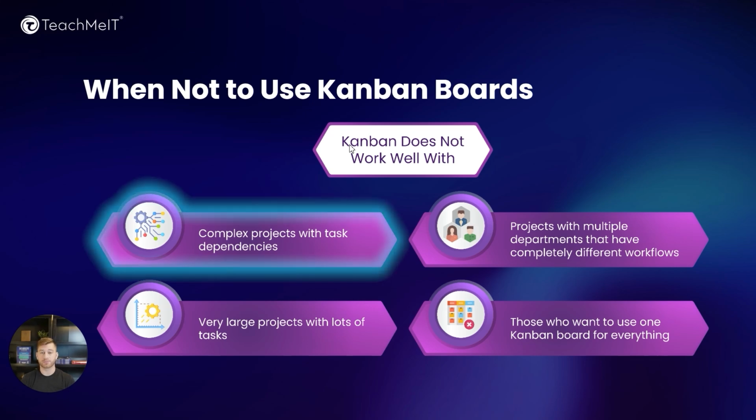Kanban boards, or boards in general, don't work well with complex projects with many different types of task dependencies. For example, if you have a very large project with 200 or 300 different tasks, and each of these tasks must be done in a specific sequence, it's probably not a good idea to use a Kanban board for that project. The reason is that Kanban does not handle task dependencies well.